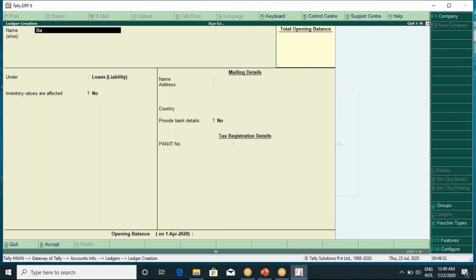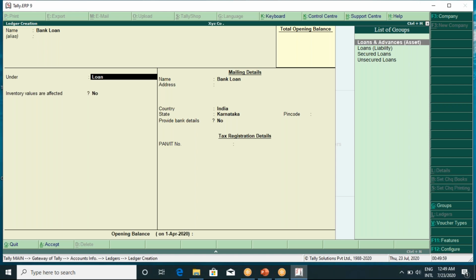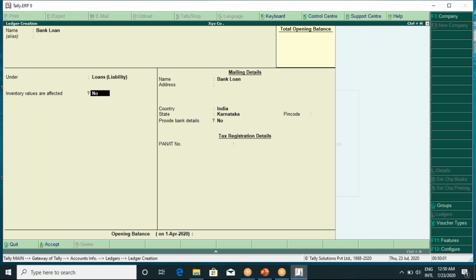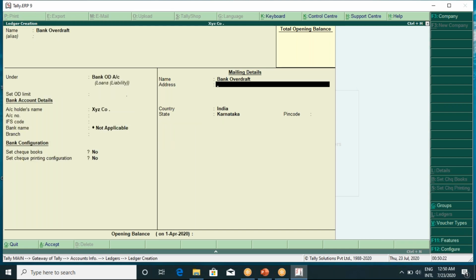Next one, bank loan. Bank loan, which head does it come under? It is a loan liability. Bank loan also comes under loan liability. Bank OD, bank overdraft. Bank overdraft also comes under the bank OD account. For the Bank OD account, you should mention the limit.